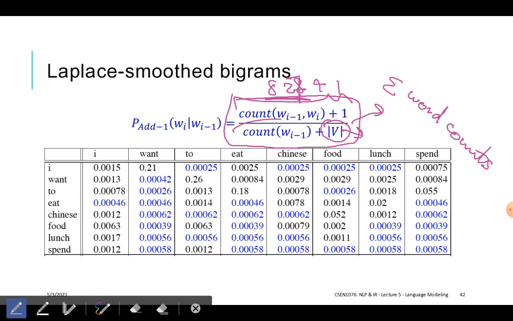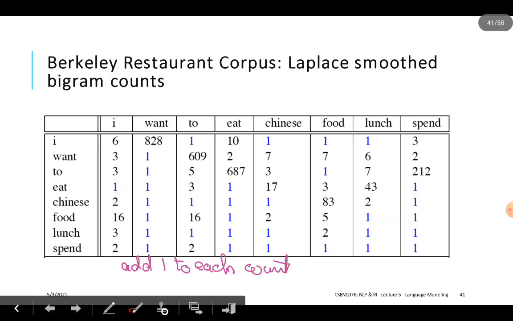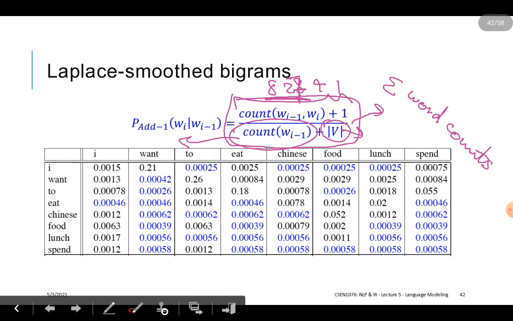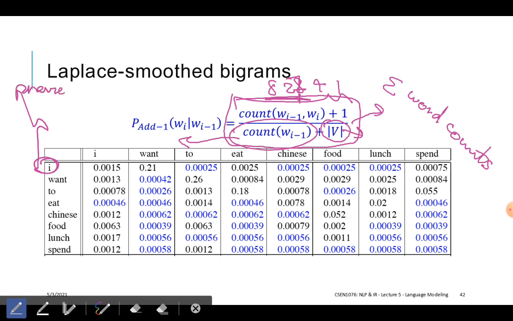And then you divide it by the count of the word. Let's take, for example, this 828, which is want given I. So you take the count of the word I from a previous slide that has the matrix with the counts. But you need to add a vocabulary of size V to that. You end up with these probabilities.